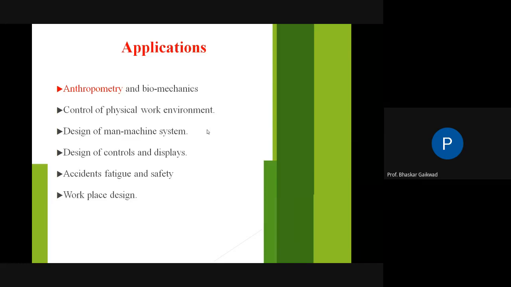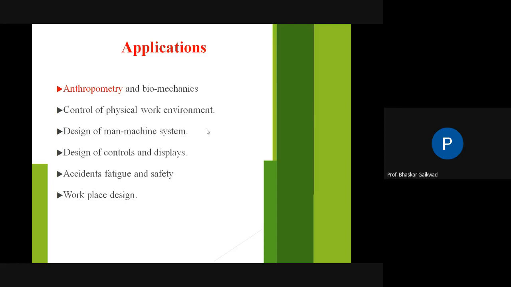Control of physical work environment. See that in industry, more physical work is there: moving here and there, lifting jobs, pressing the buttons, removing the jobs. Physical work is there. So whenever physical work is there, definitely the working efficiency will get less. So here we have to use the ergonomics principle.